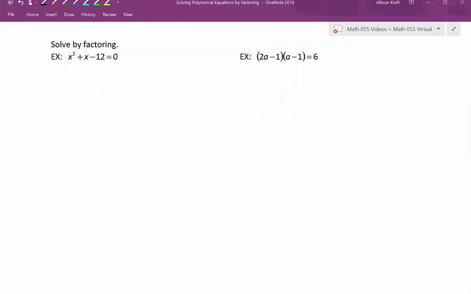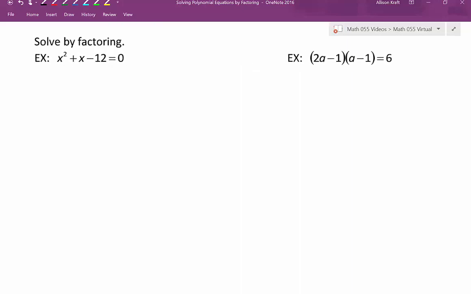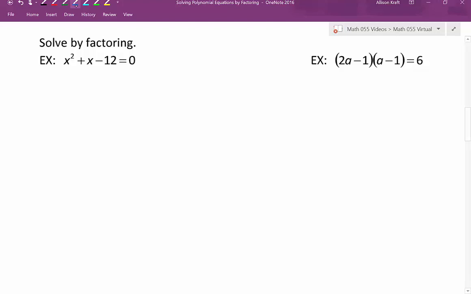Let's solve x squared plus x minus 12 equals 0 by factoring. We need to start by making sure our equation is equal to 0. It is. Then we want to factor that quadratic. We have a trinomial with a leading coefficient of 1, so we can go right to our parentheses with x's in first position. We're looking for two numbers that multiply together to give us a negative 12 and add to be a positive 1. Positive 4 and minus 3 work.